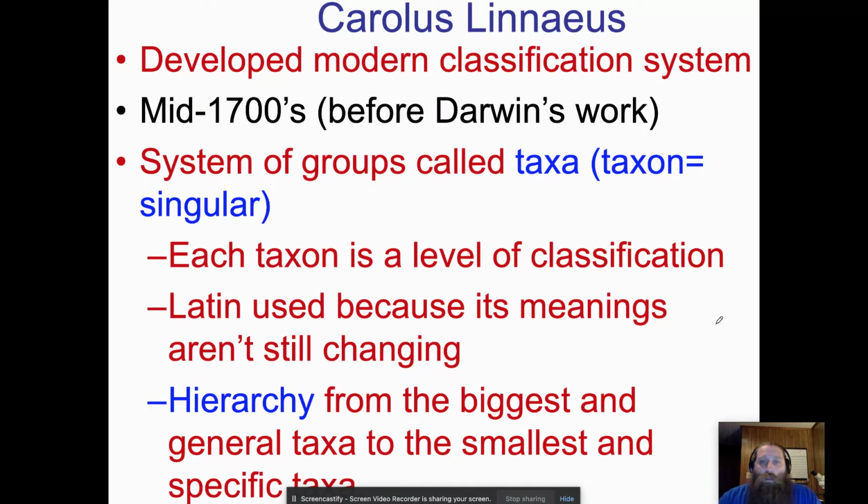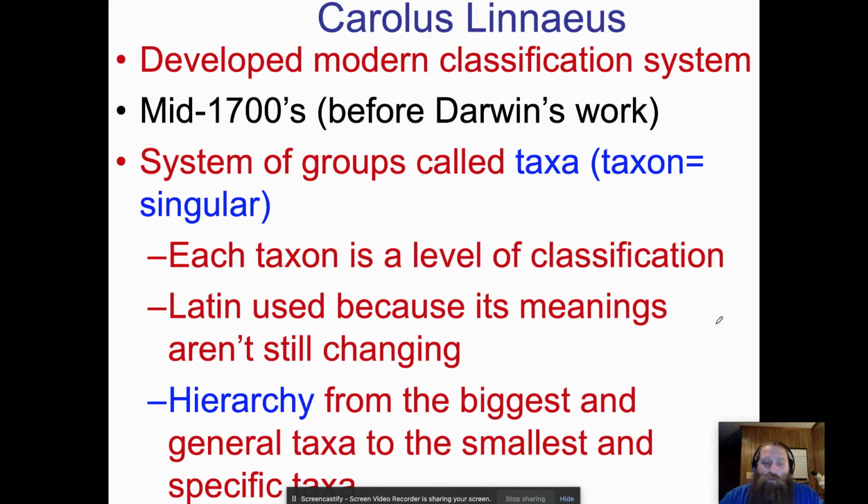Now, Linnaeus is the individual who is responsible for the modern classification system. They lived in the 1700s, like 1740s, 1750s, when he did his work. And he called the system of groups taxa. Many taxa, one taxon. Each taxon is a level of classification. We use Latin in order to identify these taxa because Latin is a dead language, which means the meaning of those words are not going to change.